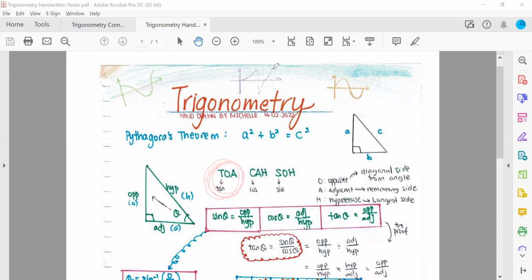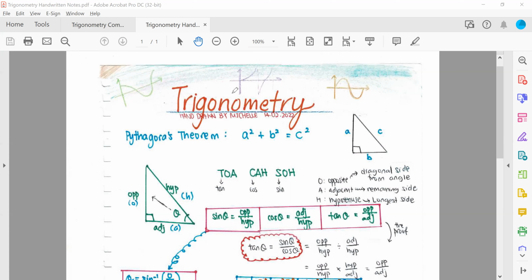TOA refers to tangent theta is equal to opposite, which is O, over adjacent, letter A. For cosine, CAH, so cosine theta is equal to adjacent over hypotenuse. And lastly, you guessed it, sine theta is equal to opposite over hypotenuse.